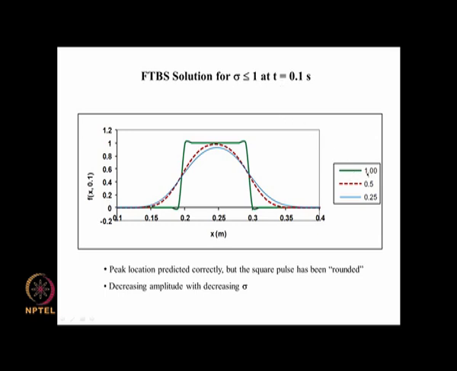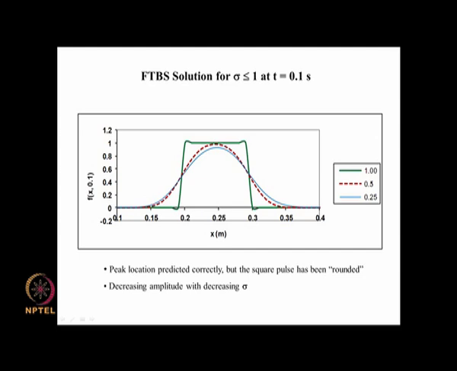So if you fix the Courant number to be 1, delta t will be equal to 0.01. If you fix it to be 0.5, then delta t will be 0.005, and for a Courant number of 0.25, delta t will be even smaller, 0.0025.